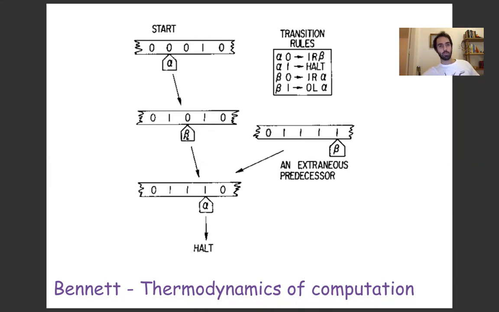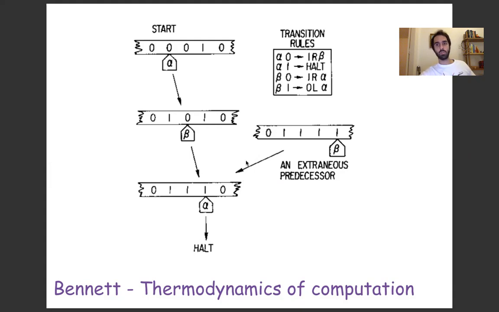Now we have to look at what happens when the machine is in state beta. It sees a bit 0. This is given by this line here. It erases the 0 and writes a 1, goes to the right, and goes to state alpha. This is what it does. Okay? Now, if it's in state alpha and it sees bit 1, it says halt, goes to the halting state. So this Turing machine just changes this string of bits 00010 to 01110.